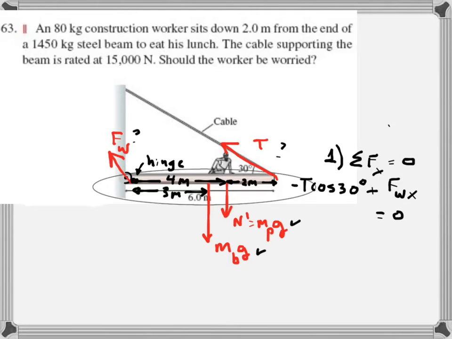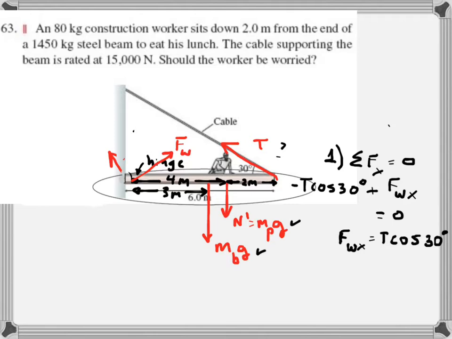The angle between the cable and the beam is 30, but it is pointing to the left, so don't forget about the minus sign. Minus T times the cosine of 30 degrees plus whatever x component the force of the wall has. And those are the only two forces with x components. They add up to 0. So that tells us that the x component of the force of the wall is positive and is equal to the magnitude of the tension multiplied by the cosine of 30 degrees.